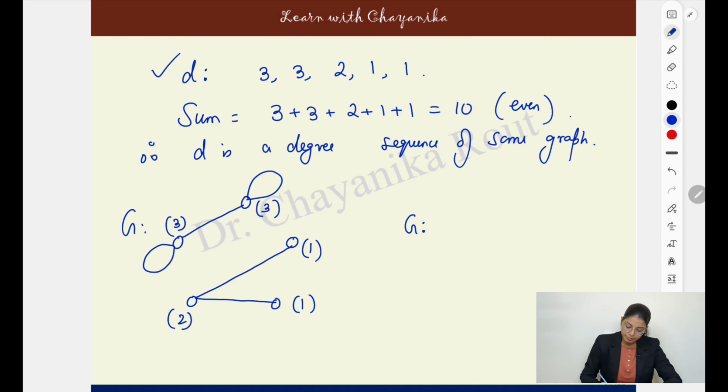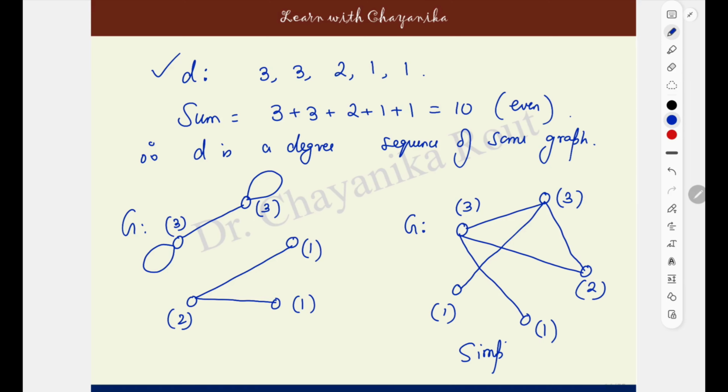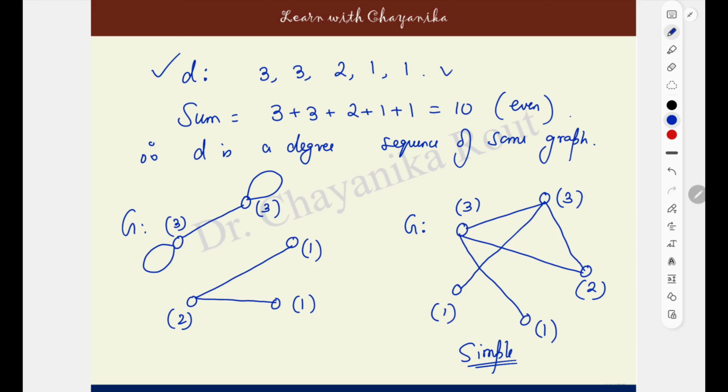Now can I draw a simple graph with the same degree sequence? Yes. I could have drawn the graph like this. A vertex having degree 3, another vertex having degree 3, this is a vertex having degree 2 and these are the vertices having degree 1 each. So this is another graph that I have drawn with the same degree sequence D but without taking the help of any loop. So this is what I have drawn, a simple graph. But for the earlier example, it was not possible to draw a simple graph with that degree sequence 4, 2, 0. But with this degree sequence, I can draw a simple graph also.